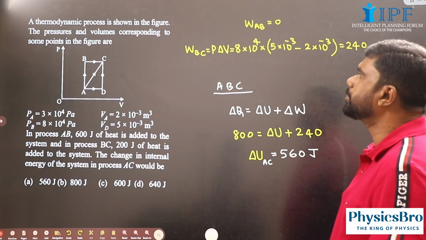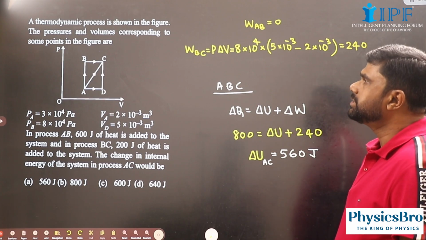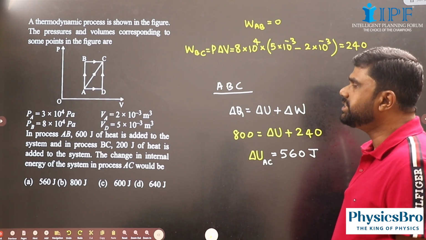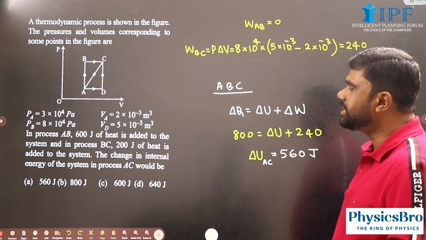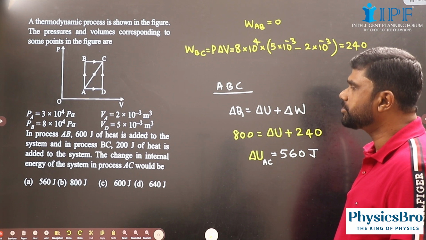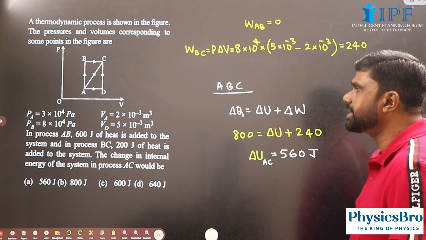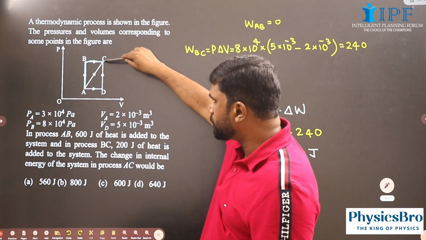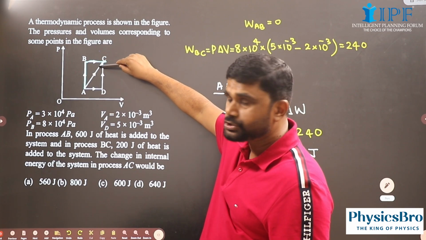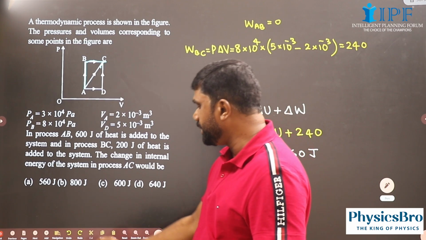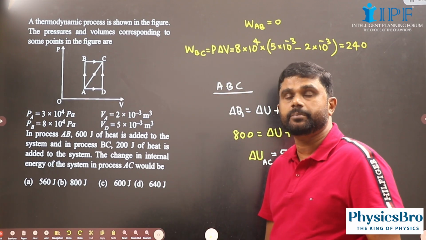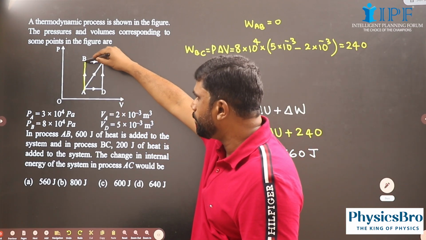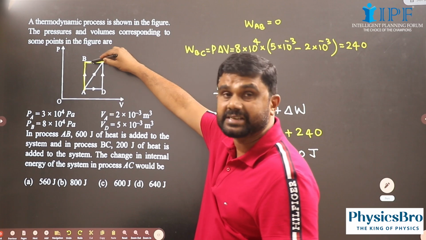Next, a thermodynamic process is shown in the figure. Okay, the pressure and volume corresponding to some points in the figure are given. In the process AB, 600 joule of heat is added to the system, and in process BC, 200 joule of heat is added to the system. See, during this process it absorbs 600, and during this process it absorbs 200. So from A to C through B, the total heat absorbed will be 800. And see, work done during this process is 0, but during this process there will be some work done.